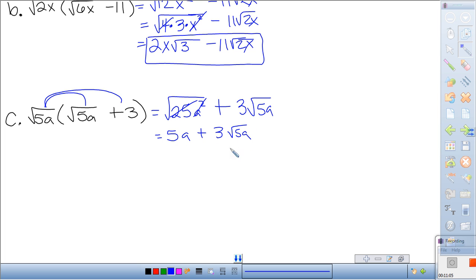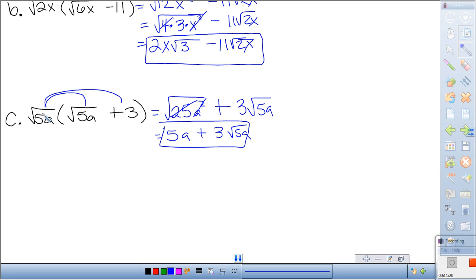Now you might look at this and think, oh, 5a is 5a, I can combine like terms. But 5a is not the same as the square root of 5a. This is actually a much smaller number. These are not like terms, so there's nothing else you can do, and our answer is finished.